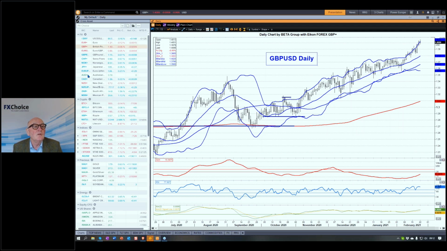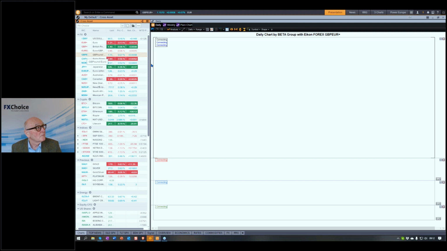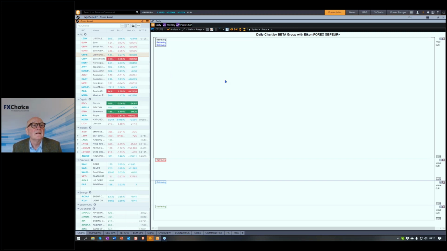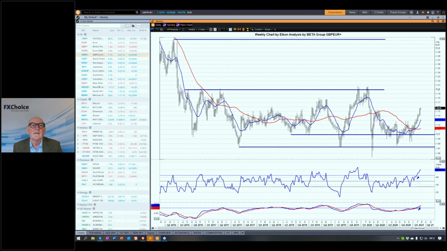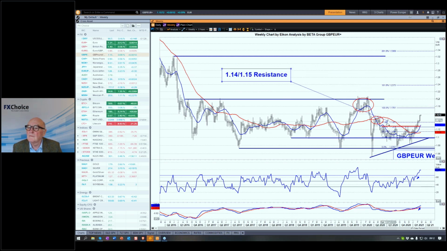The sterling euro here is when it eventually decides to come up. There it is. Yeah, there we are. So let's move that out of the way. It's a bit old now, maybe I'll take that off now.